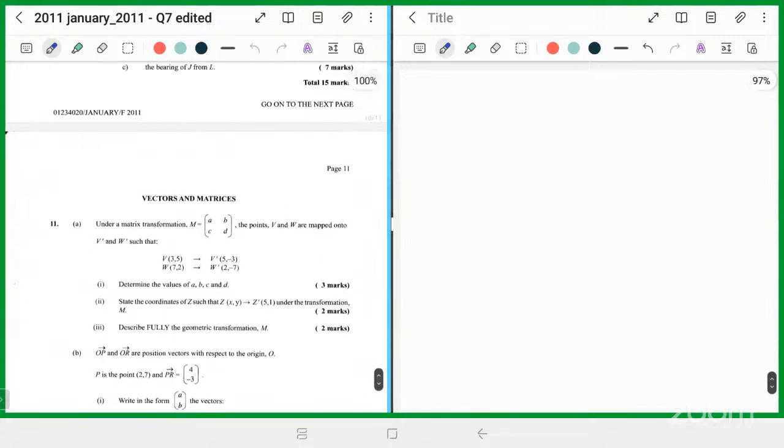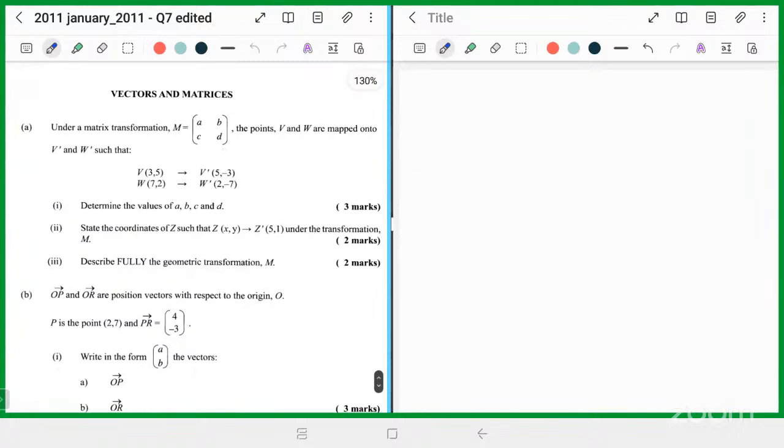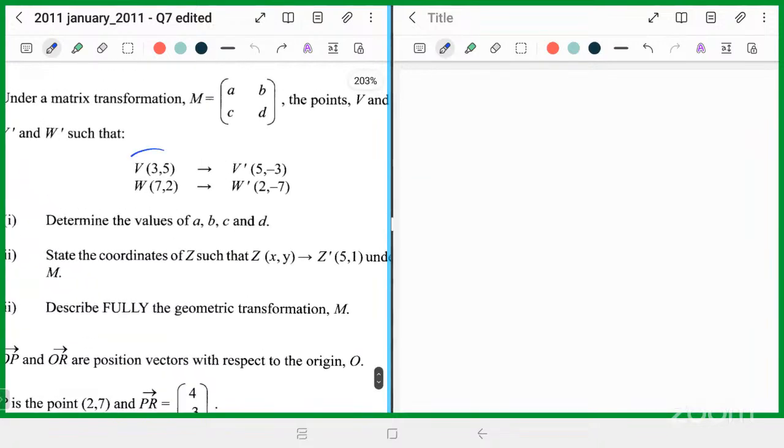Starting at number 11 on this January 2011 paper. The mathematics was nicer than now. It says, under the matrix transformation, the points V and W are mapped onto V prime and W prime. So see it here? This point is mapped onto that point, and this point is mapped onto that point.